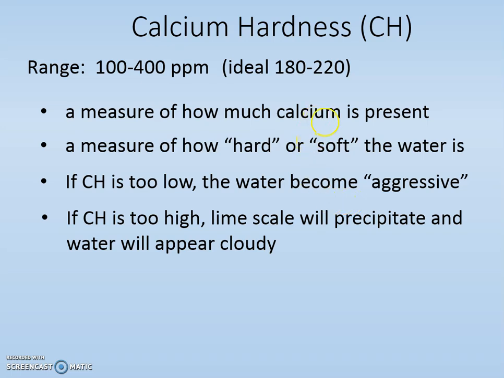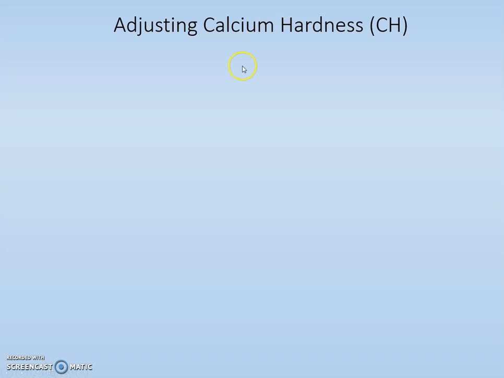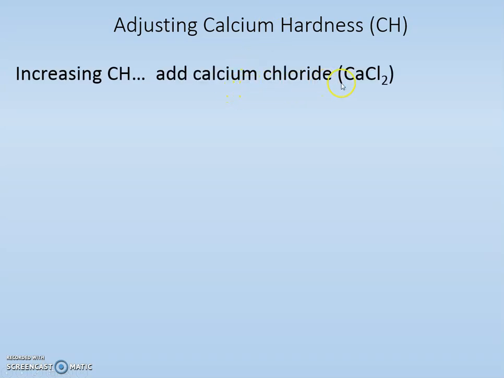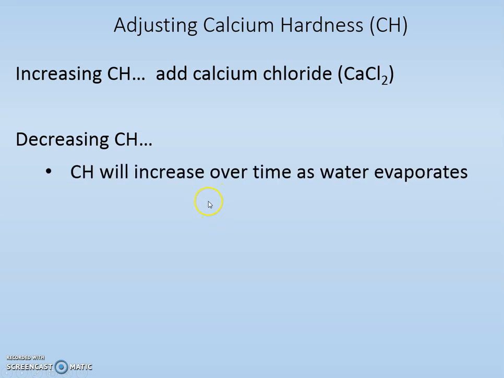If calcium hardness is too high, limescale precipitates out and the water appears cloudy. Now, adjusting calcium hardness. To increase it, we simply add calcium chloride. And most of the time you'll be in a situation where you have to increase your calcium hardness, so you'll be adding this salt. If you do come across a situation where you have to decrease calcium hardness, there's a couple options available.